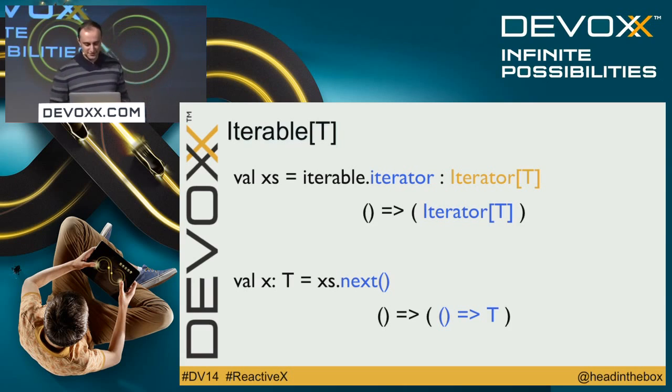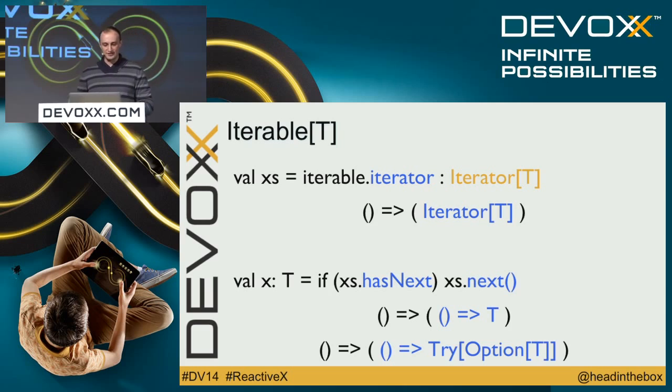Now, in reality, of course, real life is not as pretty as theory. Things can go wrong, and things can also finish. So instead of returning something of type T, what we do is return something of Try of Option of T. The Try says that the computation can fail or succeed, so it can result in an exception. And the Option says that either we have this value T, or we have it's done. So there's nothing, meaning the iterator is finished.